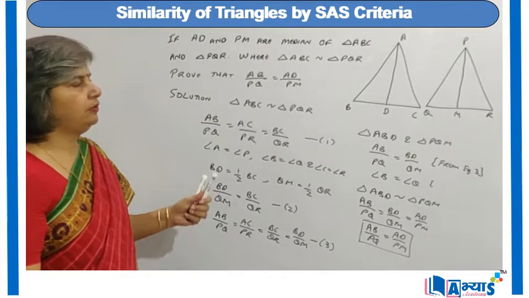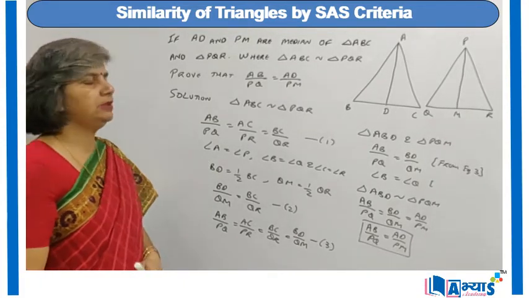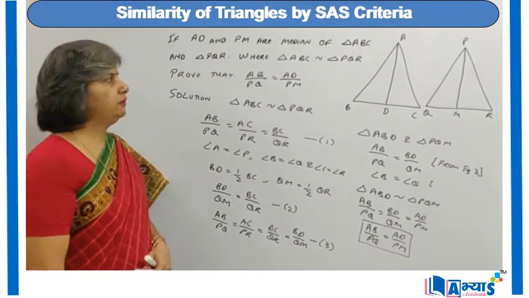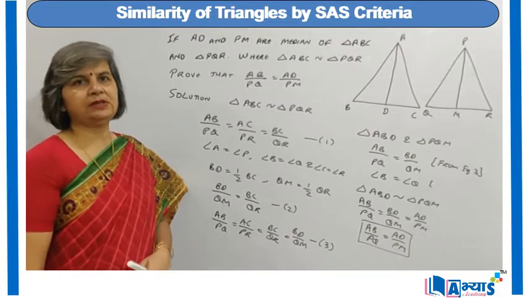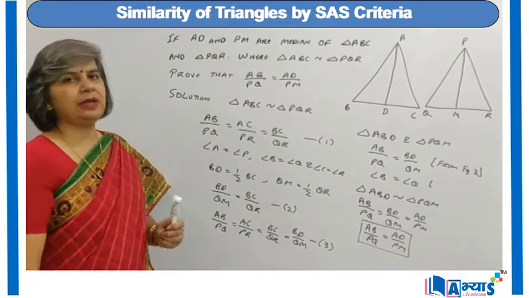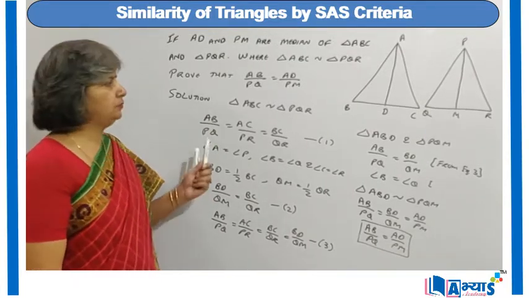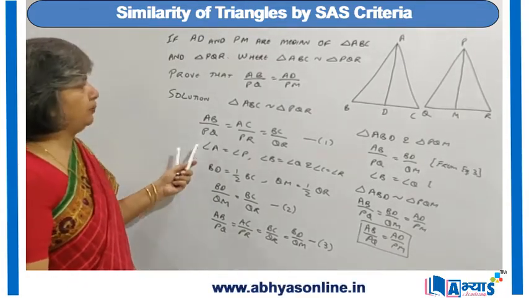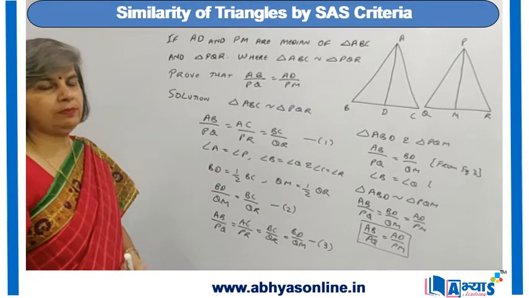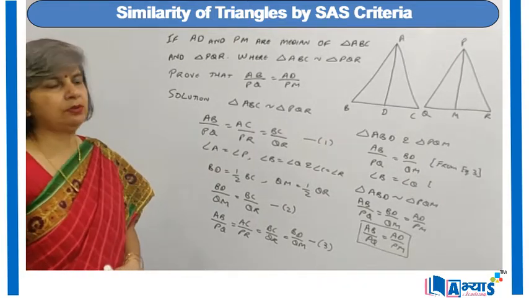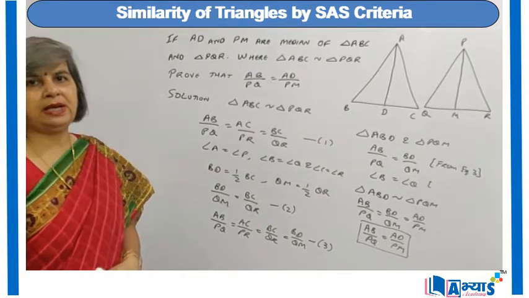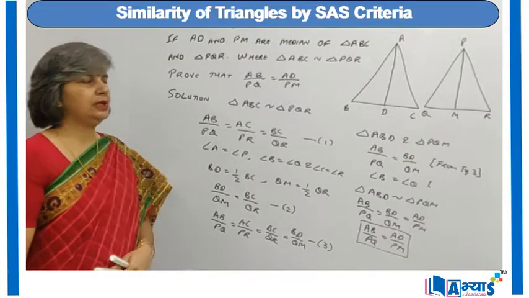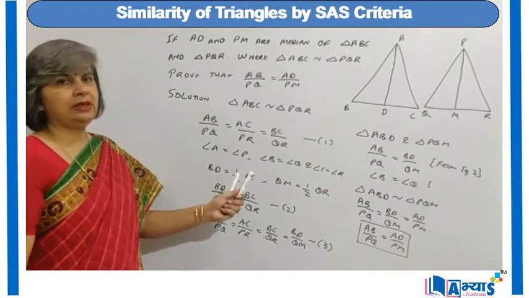So what we have done, we have first taken the two triangles ABC and PQR which are similar, which we have been given in the question. Now from the similarity, as the two triangles are similar, the corresponding sides will be in the ratio. So we can say that AB upon PQ is equal to AC upon PR is equal to BC upon QR. These are the corresponding sides and the ratio of the corresponding sides is equal. Moreover, the angles are equal.